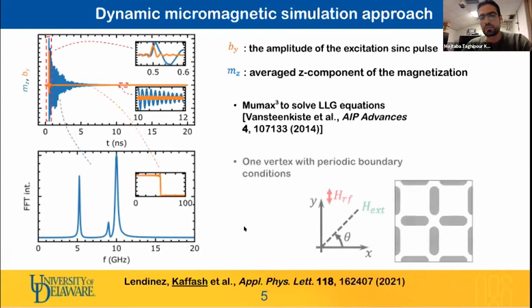We simulated artificial spin ice using a vertex and periodic boundary conditions. And by horizontal islands, I mean those elements along theta equals 0 degrees, and vertical islands are those along theta equals 90 degrees. And we use mumax3 to solve the Landau-Lifshitz-Gilbert equation.